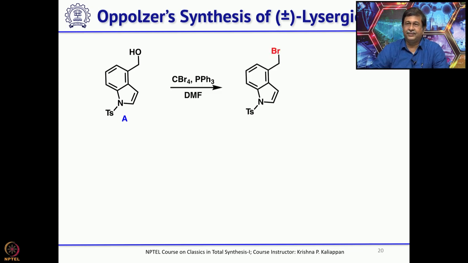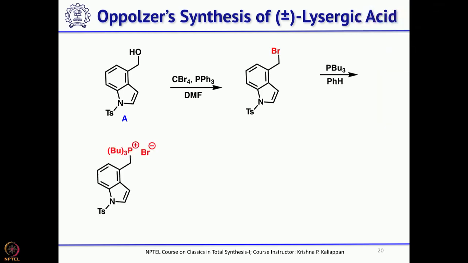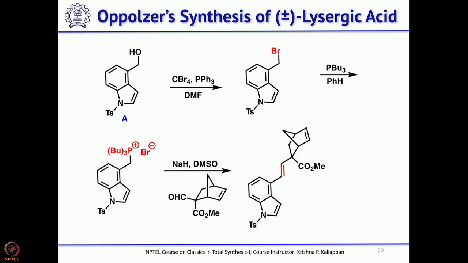So once he had this B, that is the aldehyde bicyclic adduct, then this fragment A, that alcohol, he converted into the bromide, followed by treatment with the tributyl phosphine, he made the Wittig salt. So then the Wittig reaction with this aldehyde was done with dimsyl anion. Okay. So why this intermediate he wanted to make?